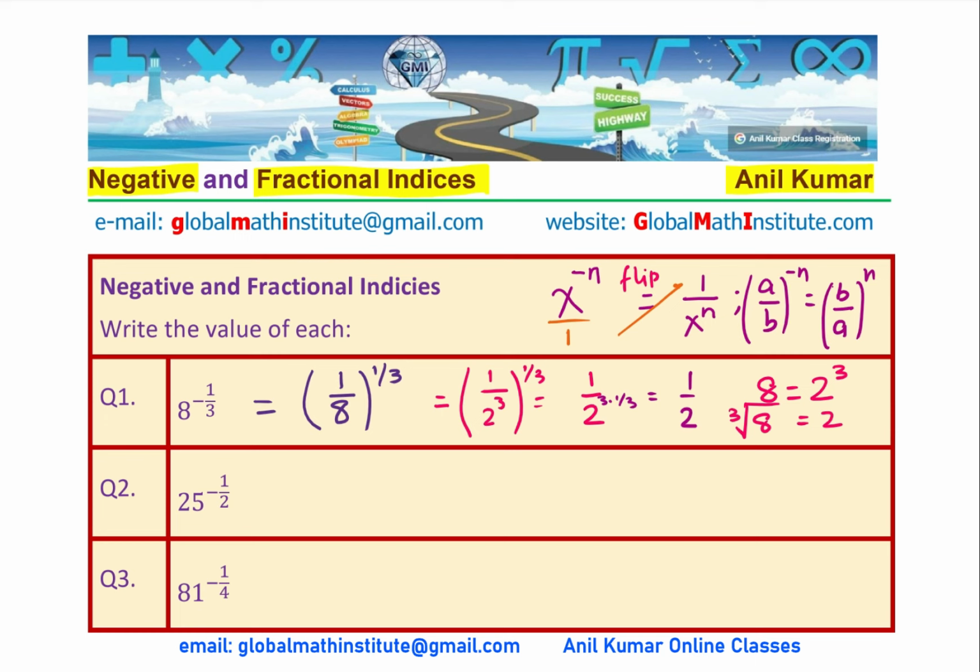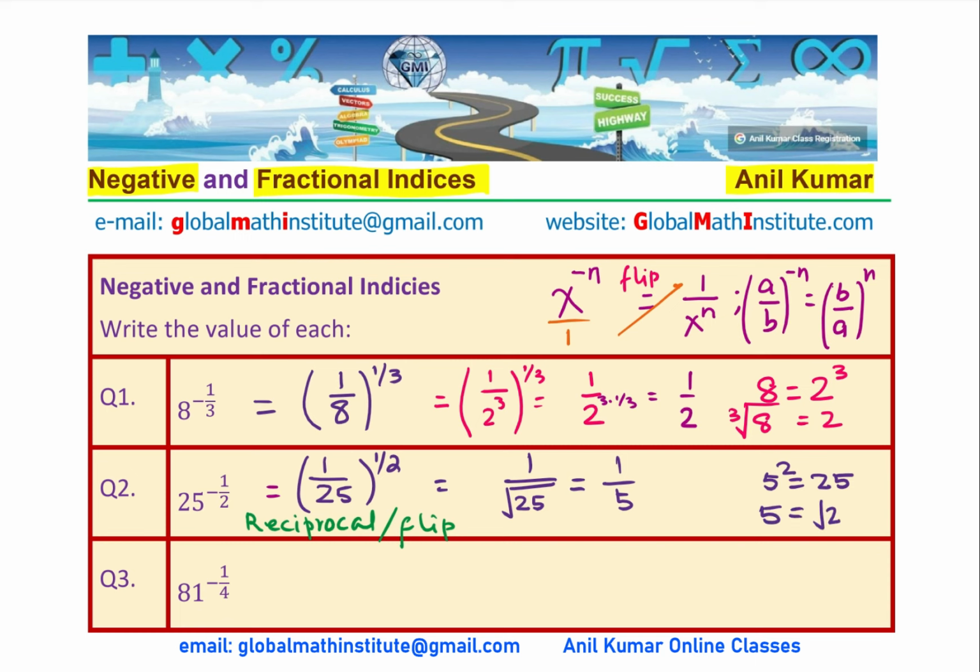Next one: 25 to the power of minus half. First you take care of the negative exponent by making it a reciprocal. So the first step is to flip. It becomes 1 over 25 to the power of half. Half means square root, so 1 over the square root of 25, which is 1 over 5, since you know 5 squared is 25. So 5 is equal to the square root of 25. Makes sense, right? Either way you could connect it.